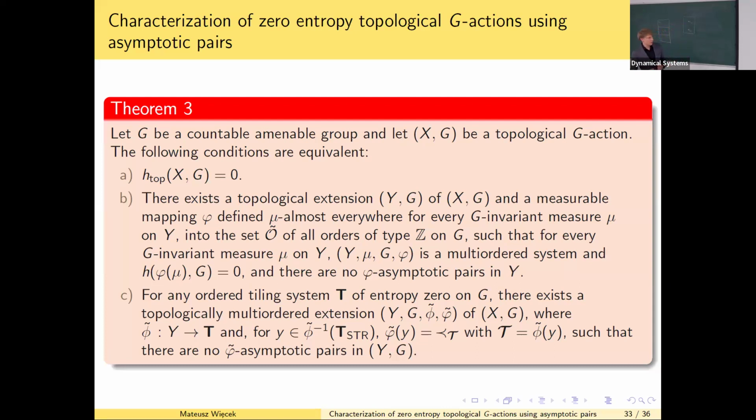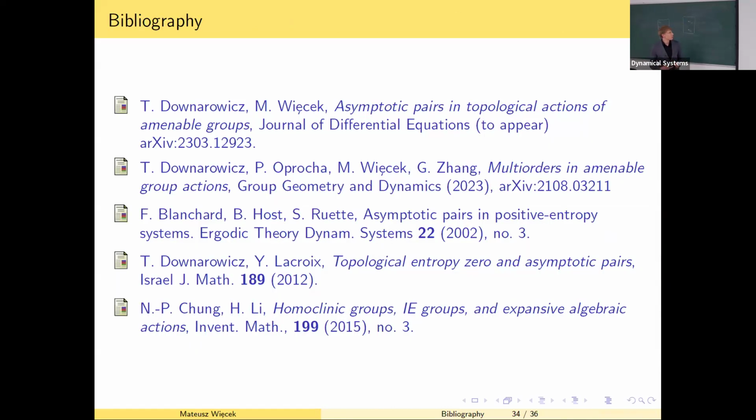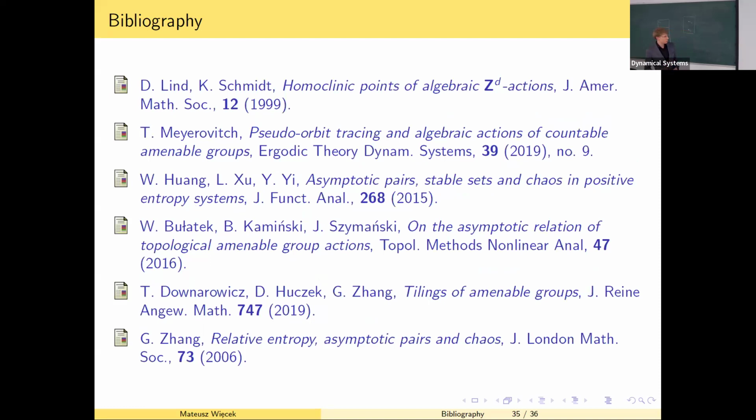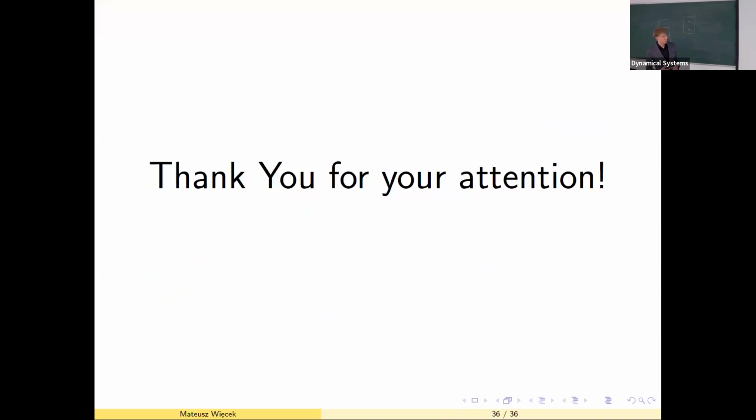So we obtained a characterization of zero-entropy systems analogous to the one known for the Z actions in this case. And here is also some bibliography. Here is this paper on which this presentation was based. Unfortunately, it is not yet available in the final form as it will be published, but it is on the archive. And there is also a previous paper about multi-orders and some other papers regarding this topic. So thank you for your attention.